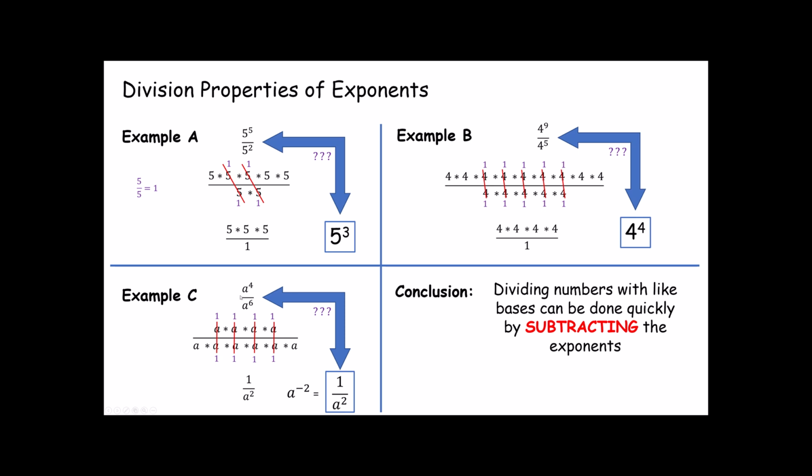This is a really good thing to notice. When I get a negative exponent, a negative 2, all that's telling me is the A's aren't on top, the A's are on bottom. Nice little shortcut for you. This is called the quotient of powers property. And in fancy math form, it's written this way. Like bases, they both have exponents. We subtract those to find our value.